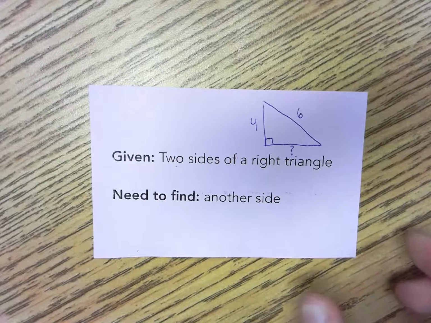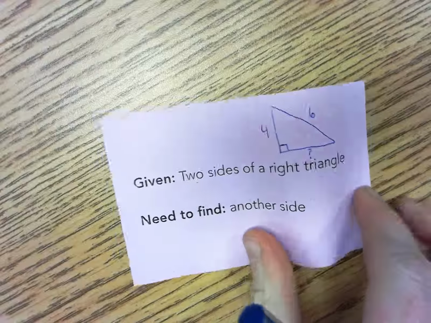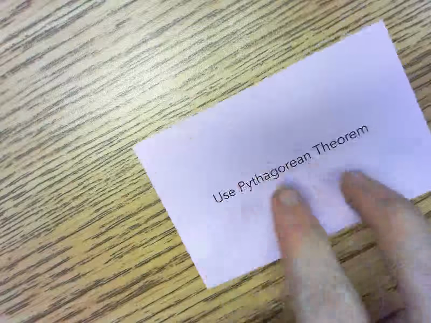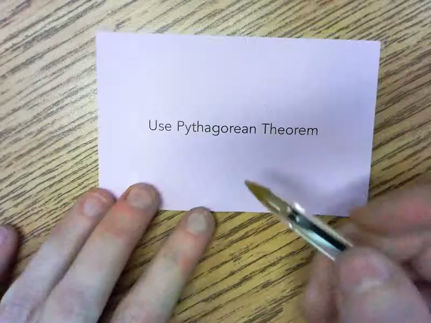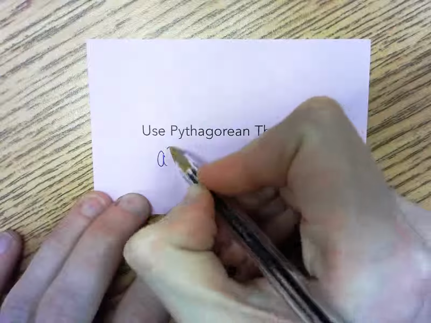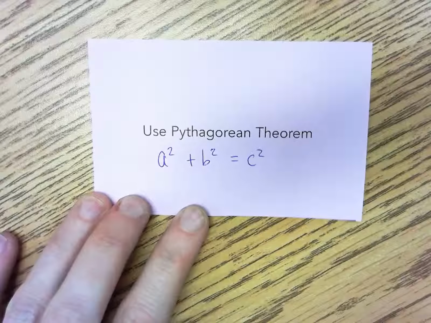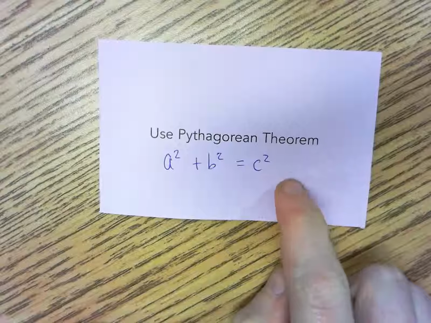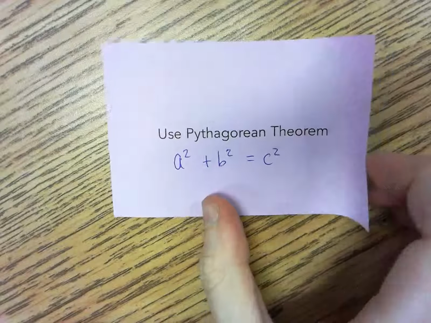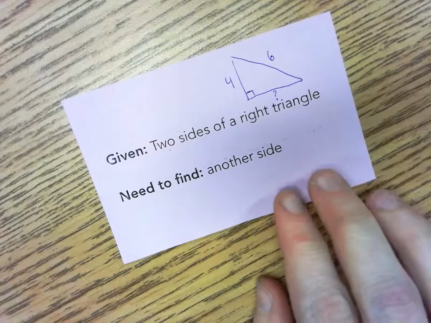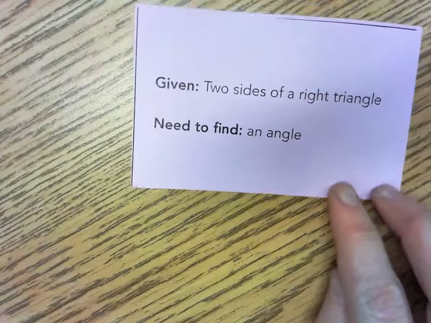Anytime we're given 2 sides and a missing side, we use the Pythagorean theorem to solve that. So the Pythagorean theorem is going to be a squared plus b squared equals c squared. This is review from a couple weeks ago, so you should know that one. Go ahead and take that card and set it in a pile to the side. Then find the card that looks like this. I'll give you a few seconds to do that.